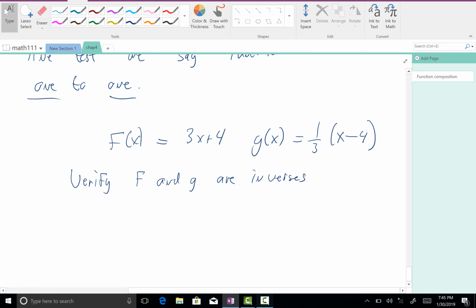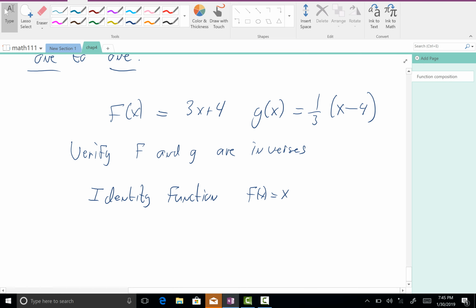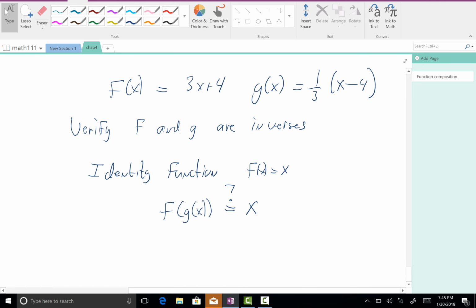To do that, first of all, you have to know something about the identity function. The identity function is just f of x equals x, because if I put 1 in there, I get 1. If I put 2 in there, I get 2. I get 3, I get 3. So what I'm going to do is take f of g of x and check to see if it's equal to x. If it is, then they're inverses. If not, then they aren't.